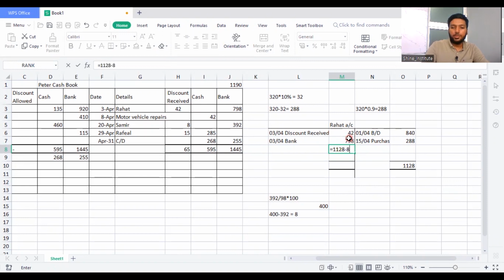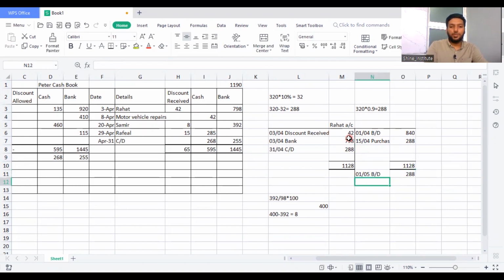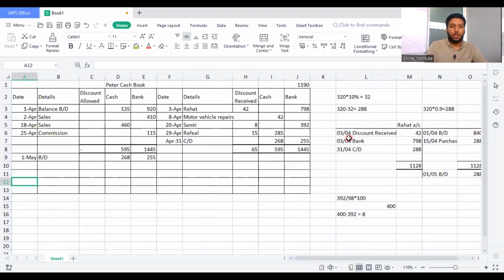1128 minus 840 is going to be my carry down, which is 288. So right here 1128, and then bring down the balance and the brought forward on the beginning of the next month, 288. So this particular sum, we actually finish the cash book and also Rahat sum.